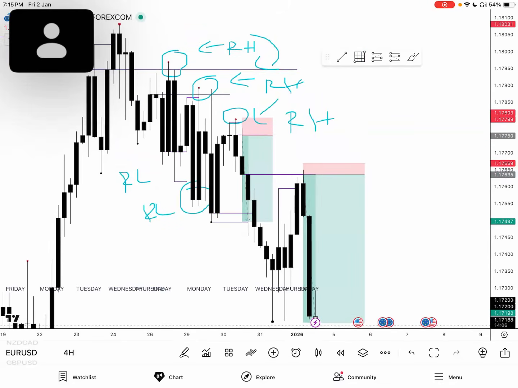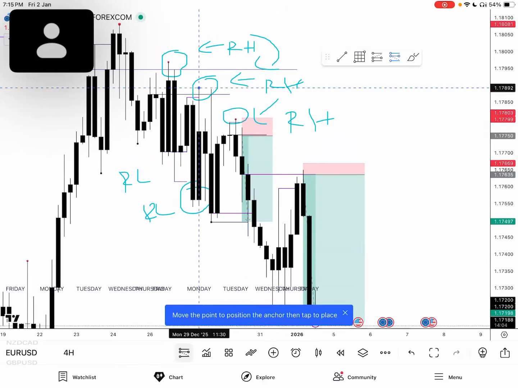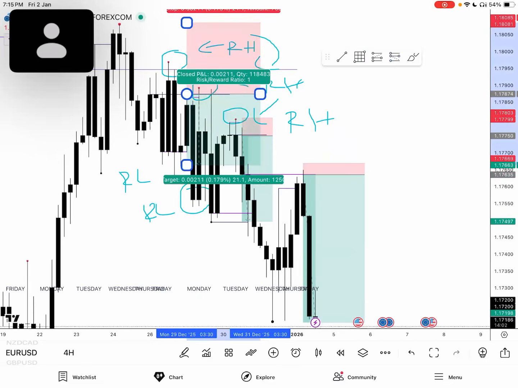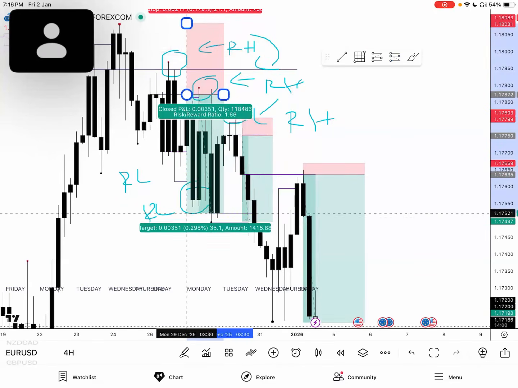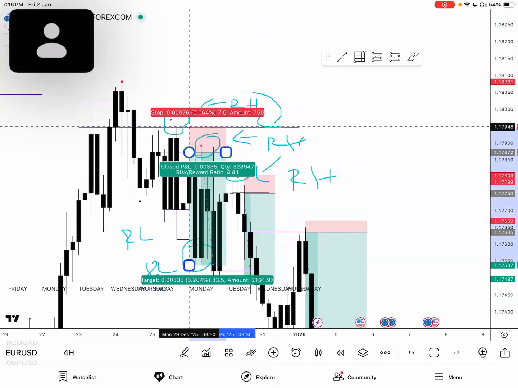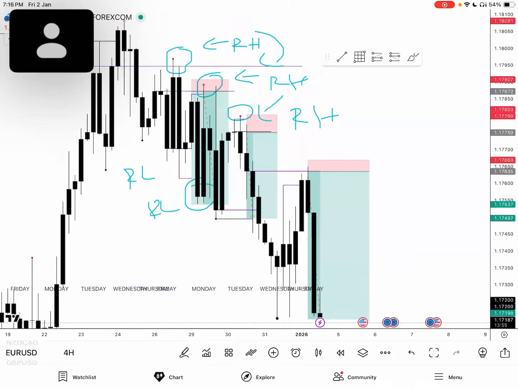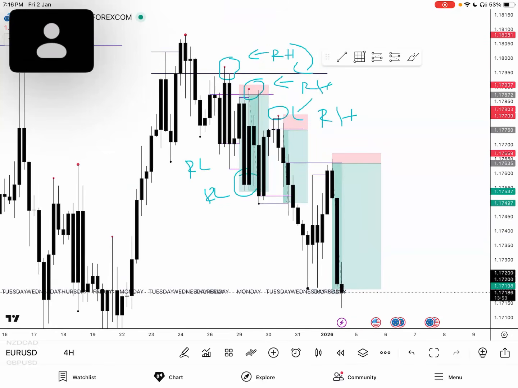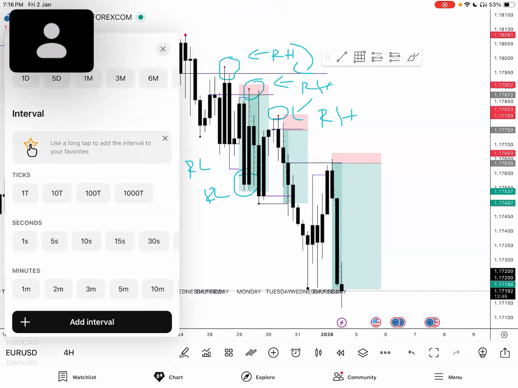The first range was taken from here to here, right? This is the first trade. We have taken that on the first range, like this, and this is the second range, and this is the third range. When the third range has been completed, the daily target was completed. Now we can go for a daily.